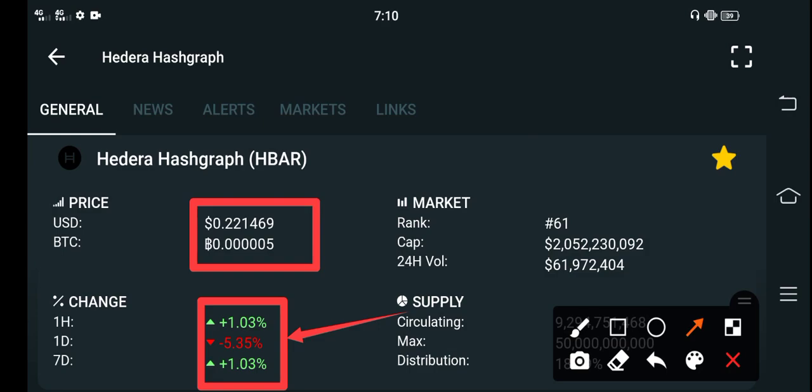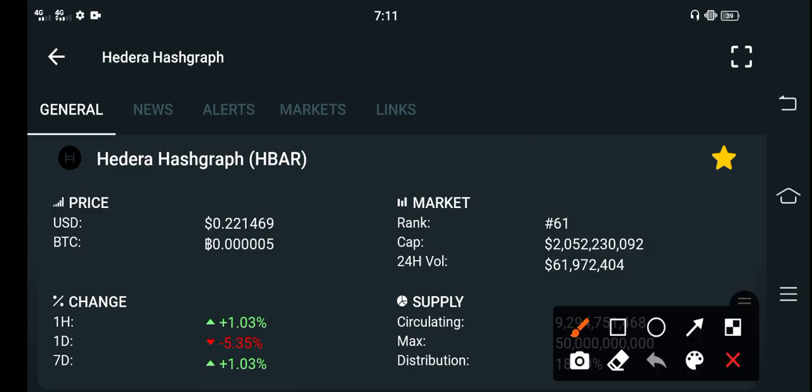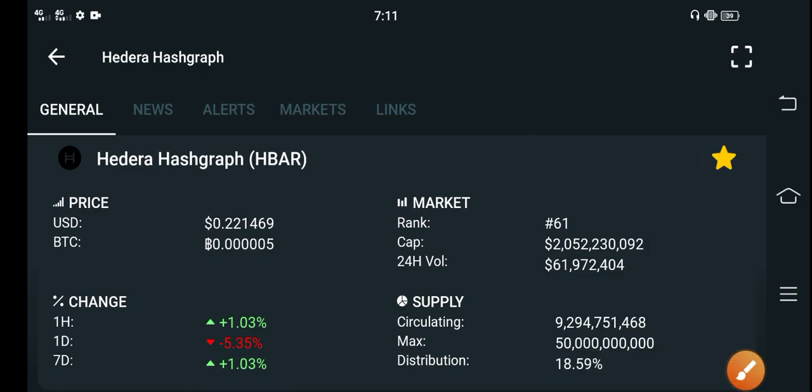Why? Because they started pumping in the last 1 hour. You can see the last 1 hour change is positive. So it means that they started pumping, and guys, now they will continue this pump for a long term. I'm sure about that. So that's why I'm telling you, please hold, don't decide to sell.